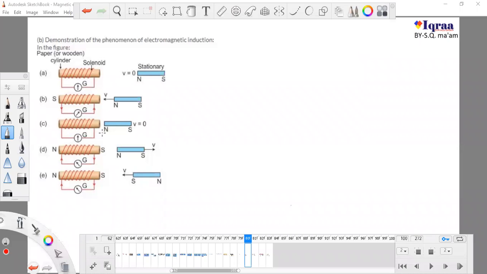Okay, so we were studying electromagnetic induction, that is, how to induce current. That is a clear thing. And we are inducing current.